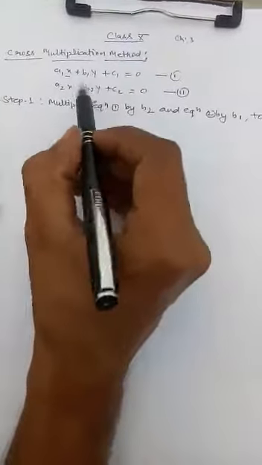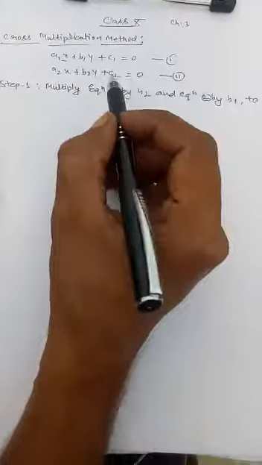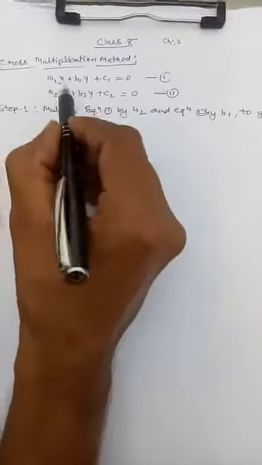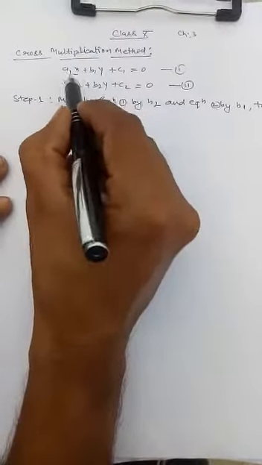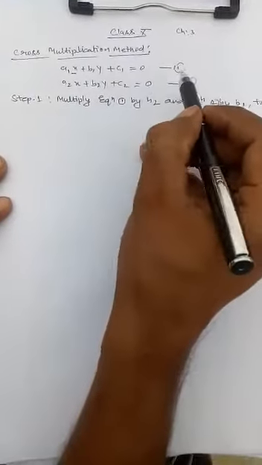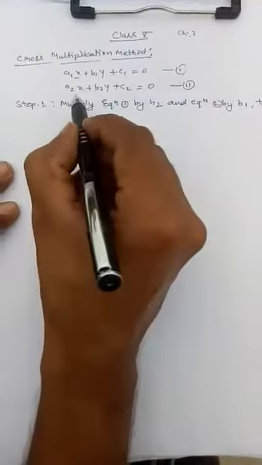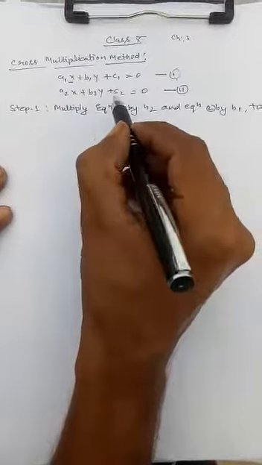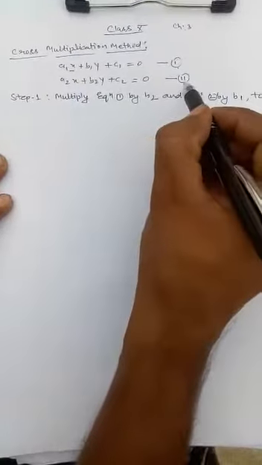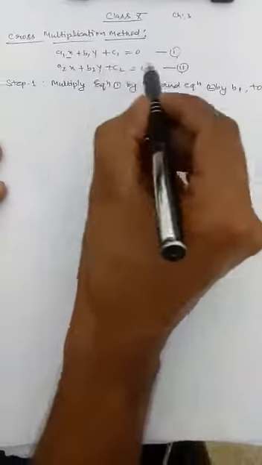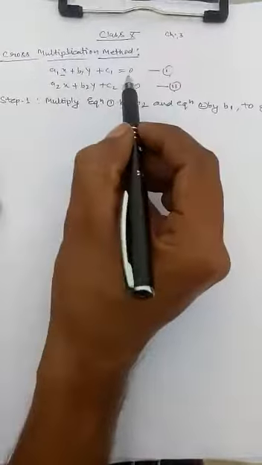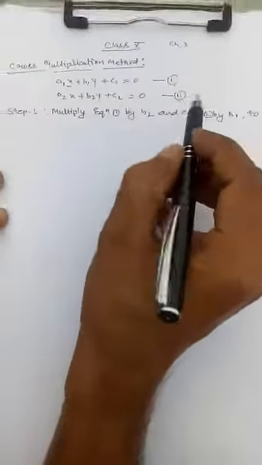First we should know what is the standard form of a pair of linear equations in two variables. Here are two equations I have written: a1x plus b1y plus c1 equals 0. Let this be equation first, and a2x plus b2y plus c2 equals 0. Let this be equation second. We know that this is the standard form of a pair of linear equations.